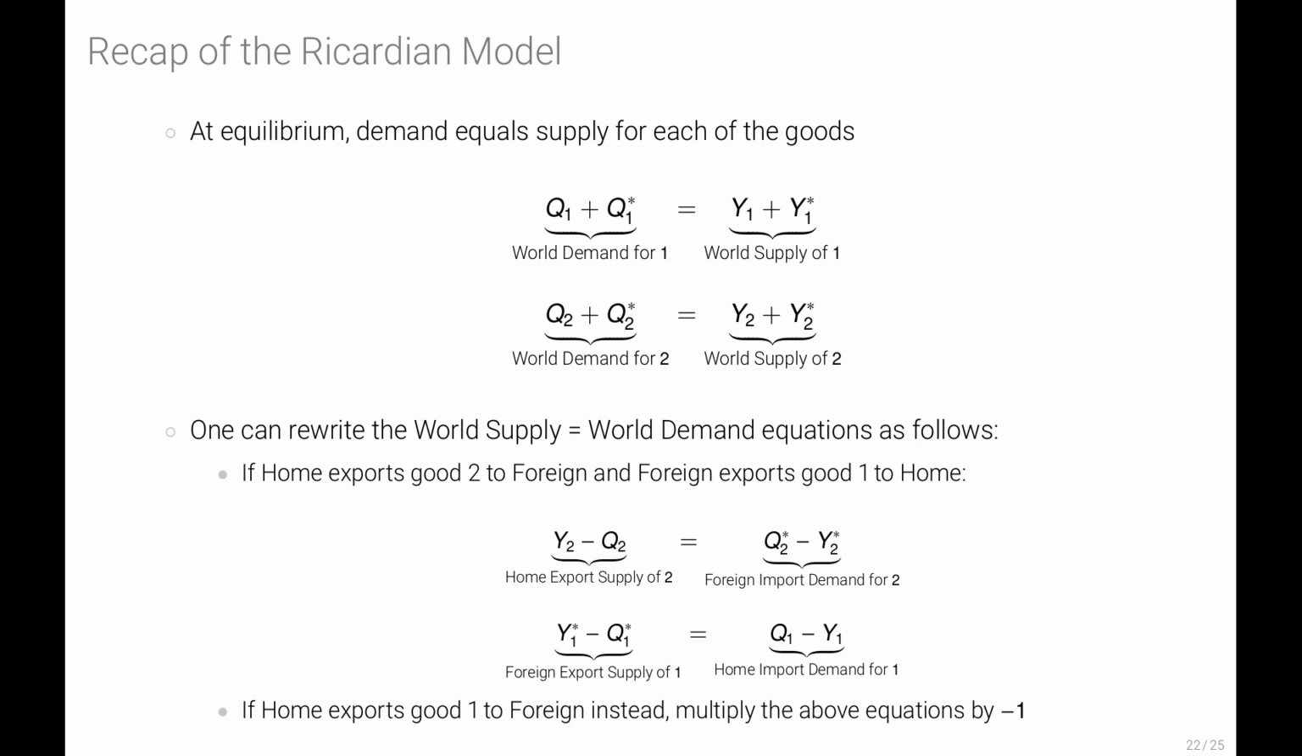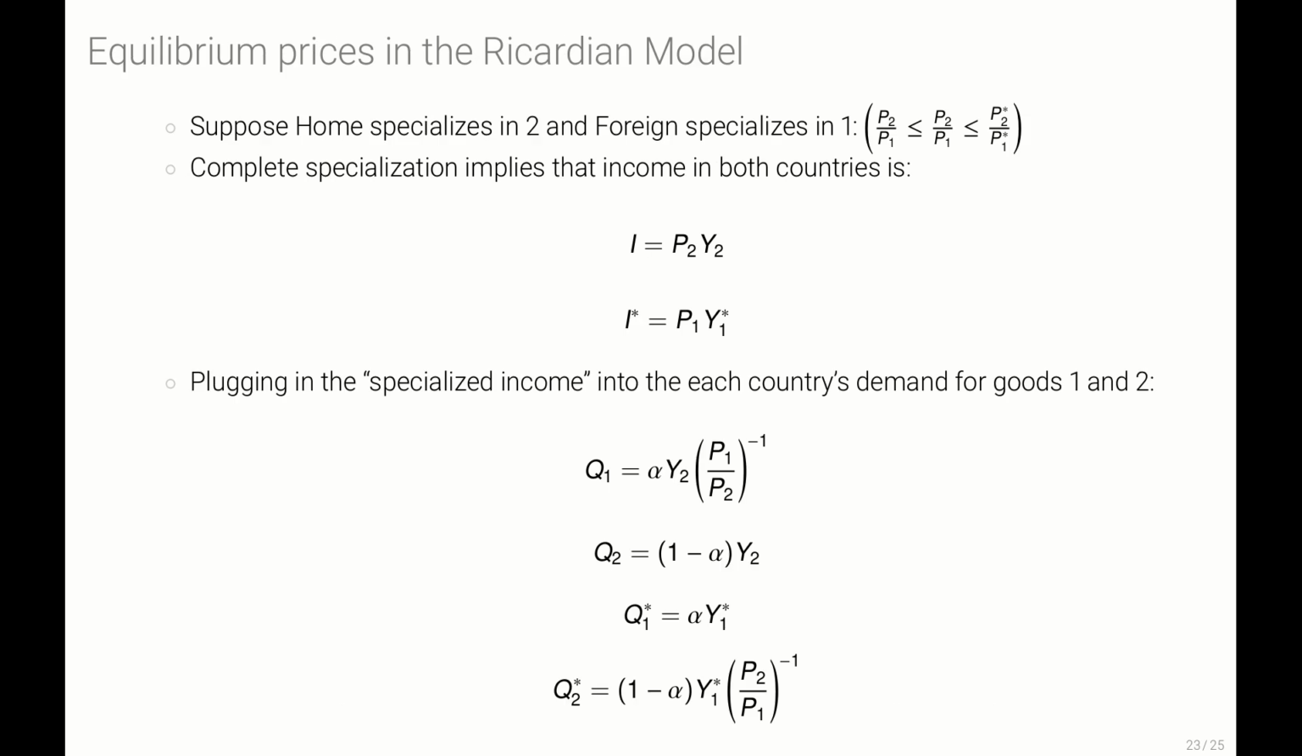We can either think about world demand for one good and solve for prices equaling world supply, or we can think about export supply of one good equaling import demand for one good. And notice that we only need to solve for one good to figure out prices. We don't need to figure out both goods to figure out prices. So like the example before, suppose home specializes in good 2 and foreign specializes in good 1. Then complete specialization implies that income in both countries is just a function of what good it chooses to produce.